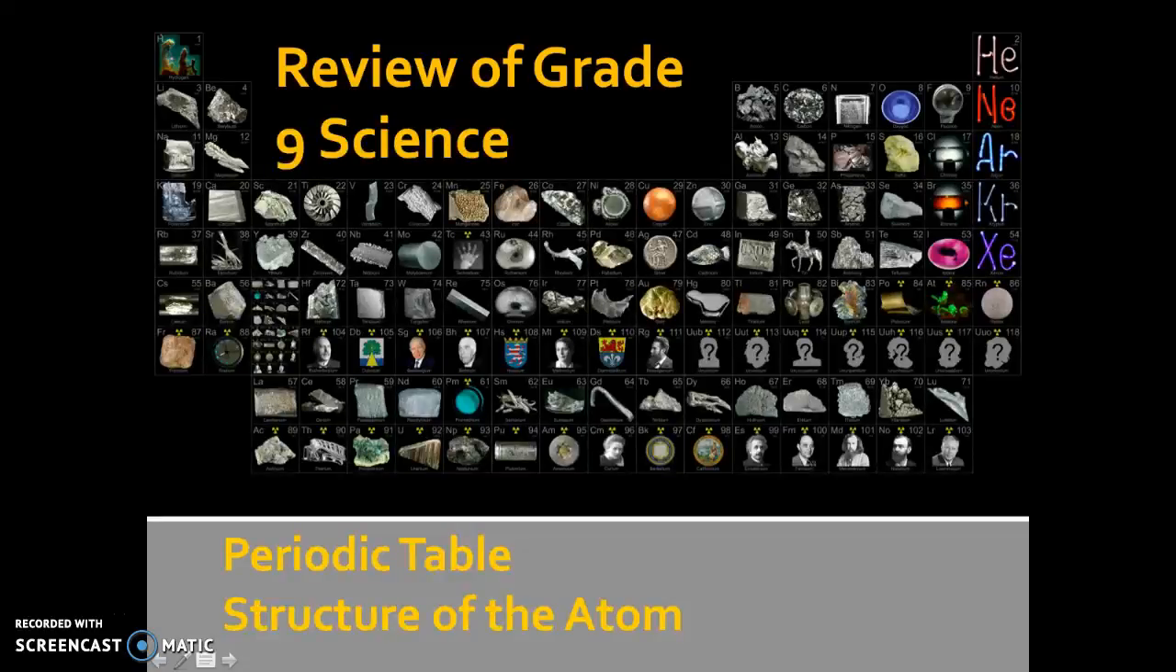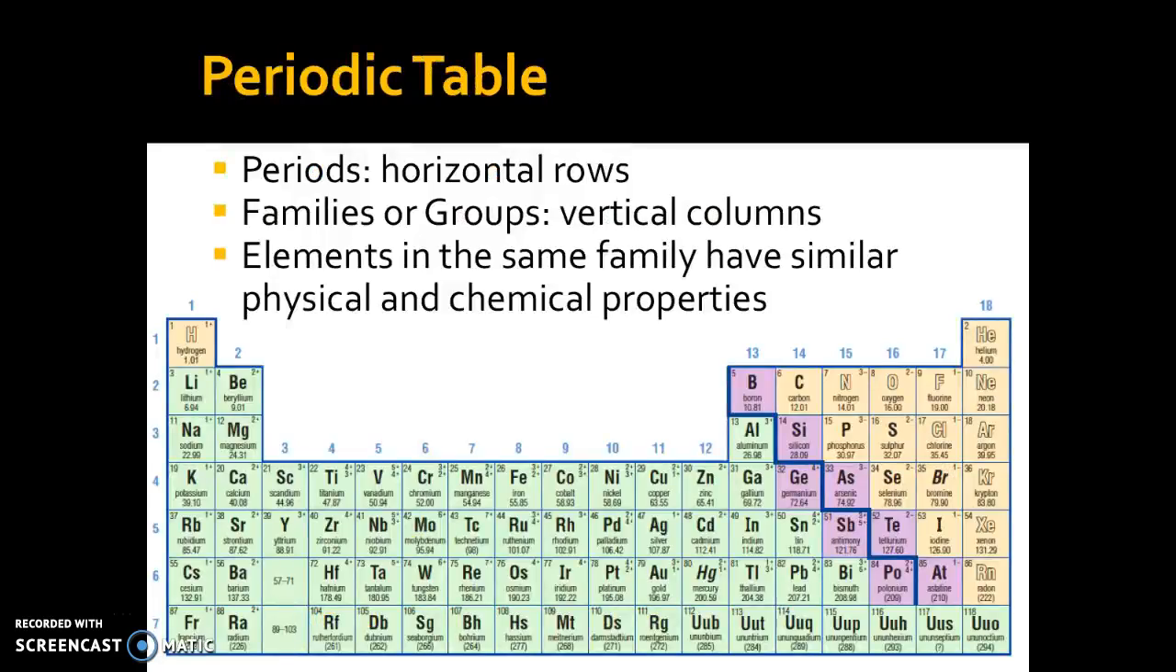The arrangement of the atom. We're going to do a couple review items first. We know that the periods go horizontally, they go across, and that the groups are vertical. And we know that elements in the same family or the same group have similar physical and chemical characteristics.